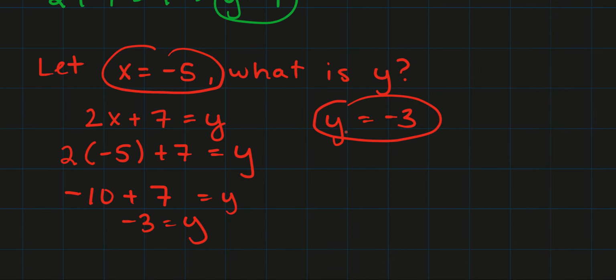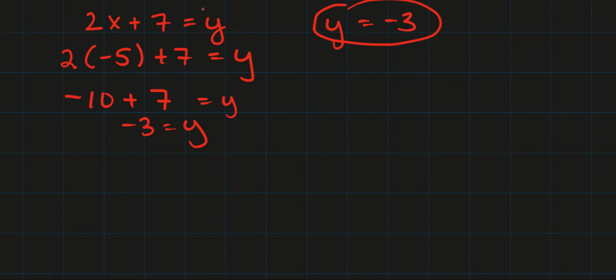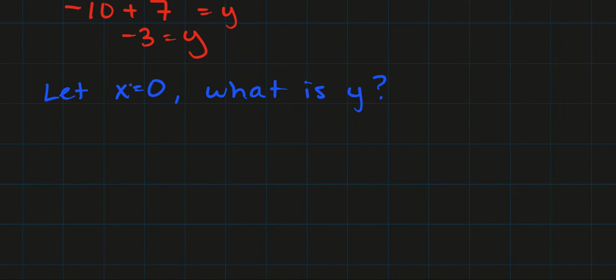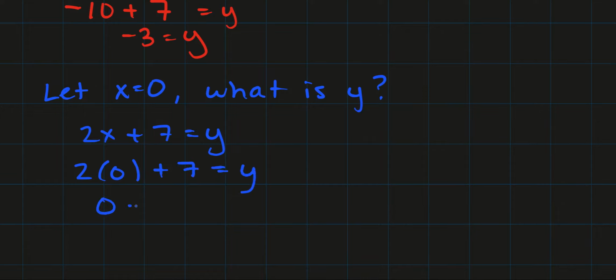Let's do one more. Let x equal 0. What is y? You're going to be plugging in 0 a lot to find the intercepts. So this is a good problem to try. Again, this equation is 2x plus 7 is y. So just plug in 0. Anything times 0 is 0. So we get 7 is y.